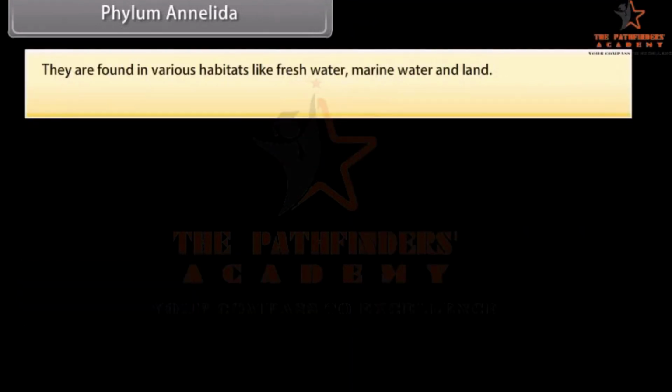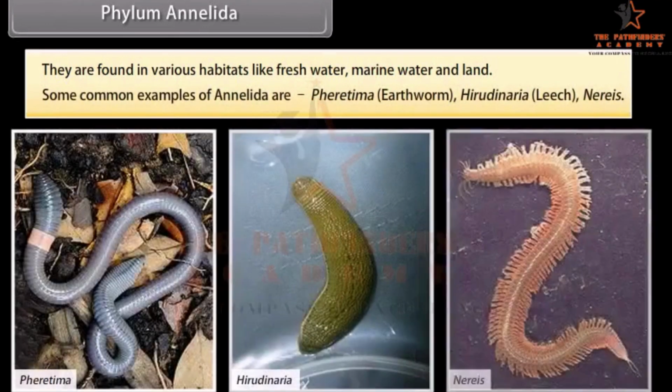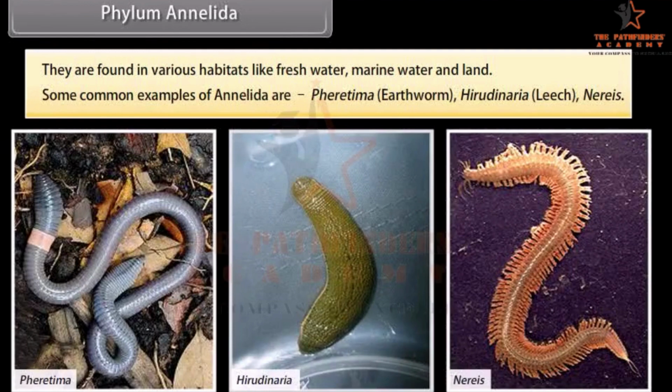They are found in various habitats like freshwater, marine water, and land. Some common examples of Annelida are Pheretima, earthworm, Hirudinaria, leech, Nereis.